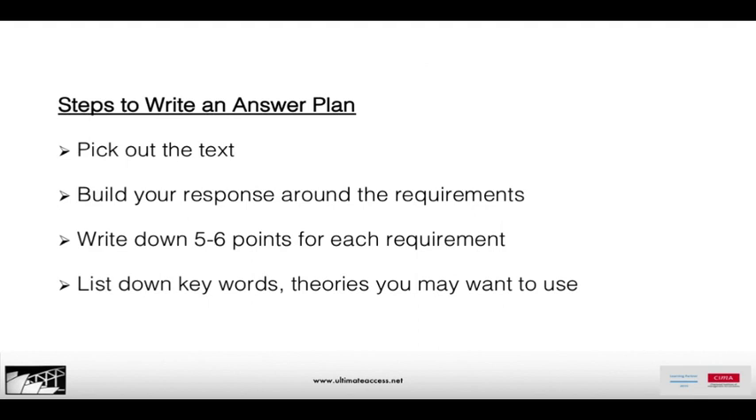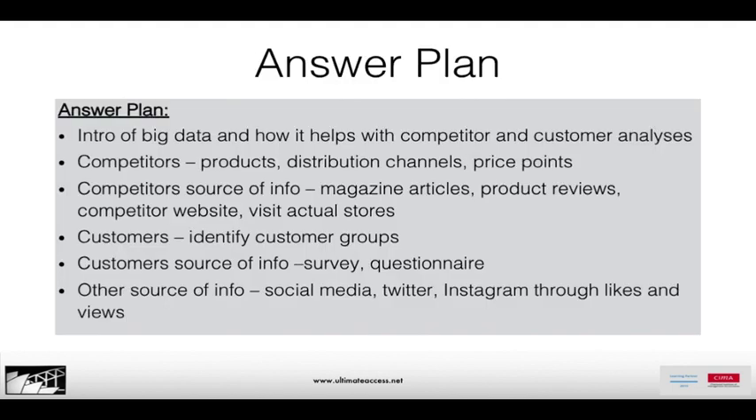I would highly encourage students that when you are faced with a question, you write an answer plan. Some of the simple steps to writing an answer plan are to pick out the text which shows you what the requirements are. You build your responses around the requirements. You write down 5 to 6 points for each requirement. The more the better, of course, but always be reasonable that you have enough time to write your points out and that you're able to explain all your points. And of course, lastly, you list down all the keywords and theories that you may want to use for your answer.